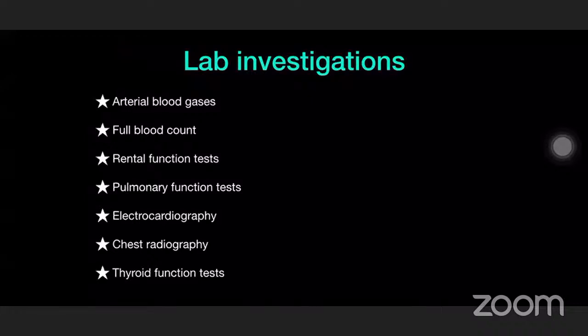Now the lab investigations. Arterial blood gases are used to identify the respiratory failure. The first one is the arterial blood gases. It measures the oxygen and the carbon dioxide in the blood.